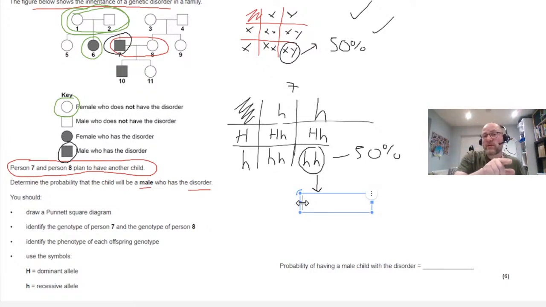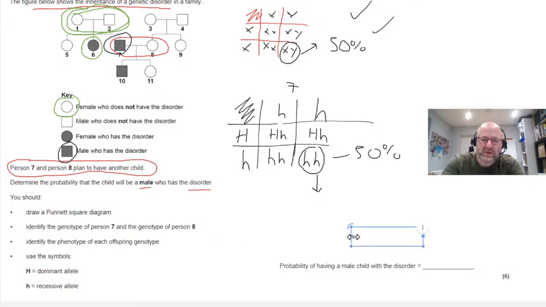If you're given a pedigree diagram like this, always look at the parents and the children to see whether any parents who didn't have it had a kid with the disorder, then you know it's recessive. Okay, what's the overall chance? Well, the overall chance of having a boy with the disorder is 0.5 times 0.5, and that is 0.25. Someone said 25% earlier.